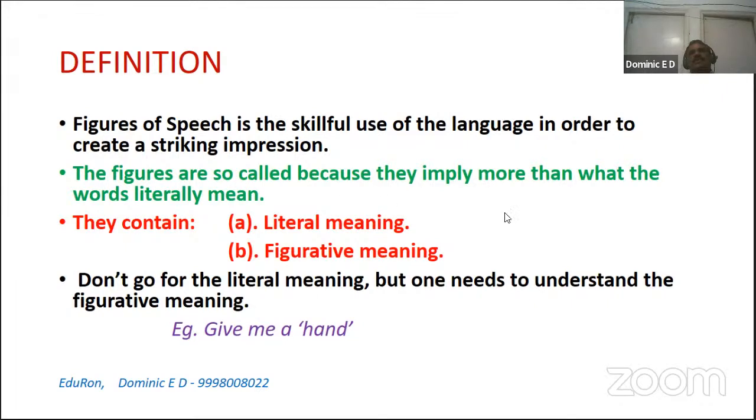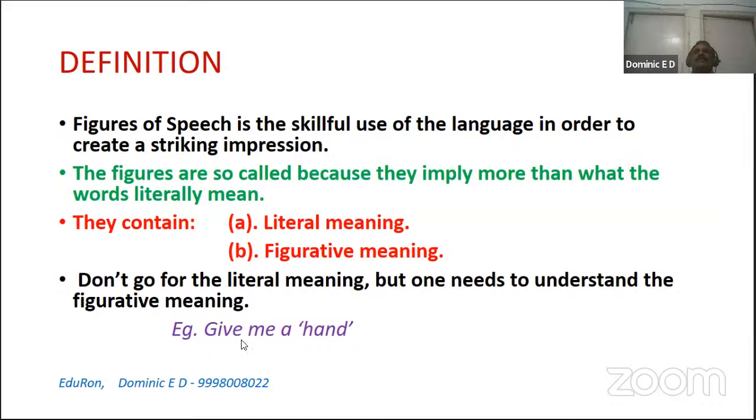The figures are so called because they imply more than what the words literally mean. Sometimes, mainly in poetry, when you read, there are two implications: a literal meaning and a figurative meaning. You should never go for the literal meaning. You should go for the figurative meaning, perhaps an image or an idea created through words by the speaker.